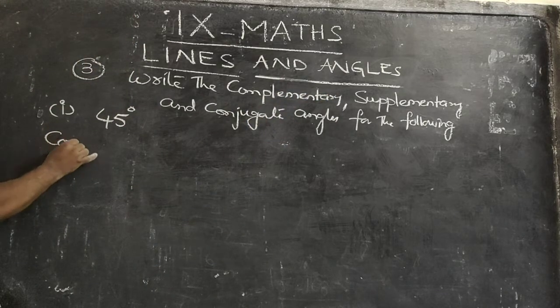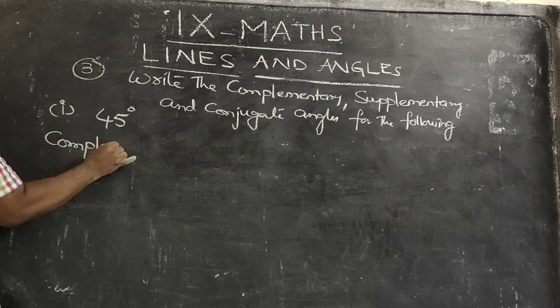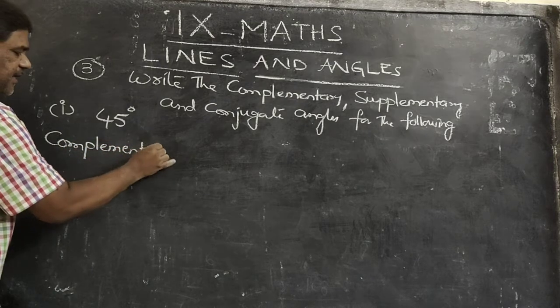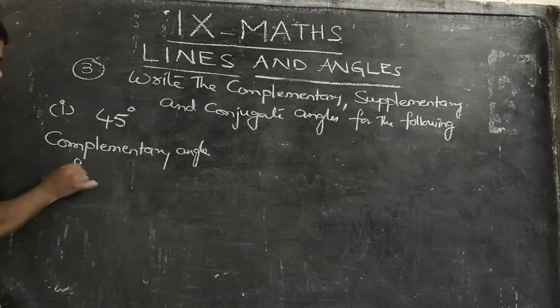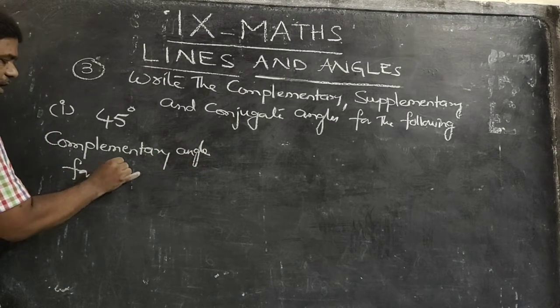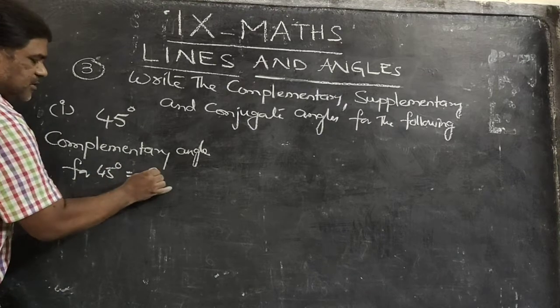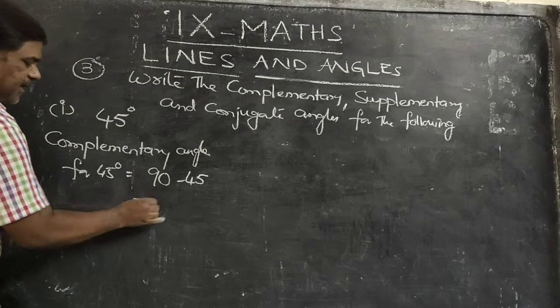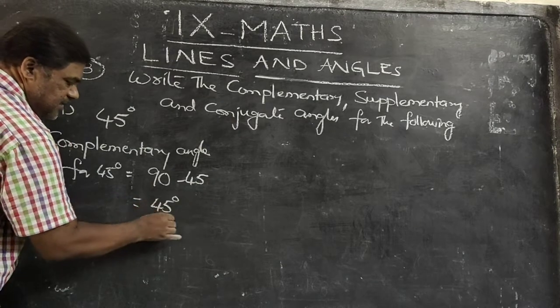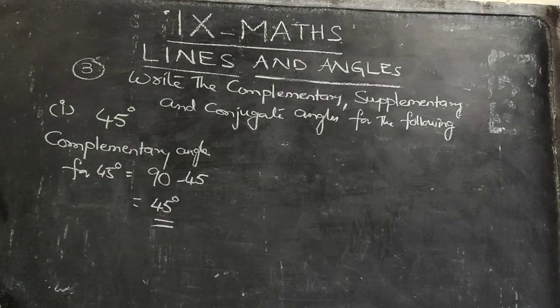So complementary angle means the sum of two angles is 90 degrees. So the complementary angle for 45 degrees: if you want the complementary angle, you have to subtract this angle from 90 degrees. So 90 minus this angle. So the complementary angle is 45 degrees.